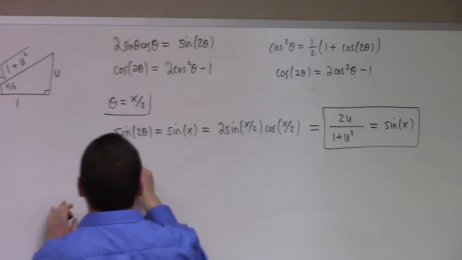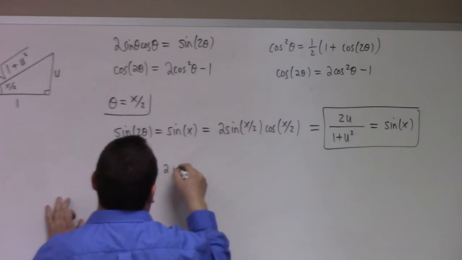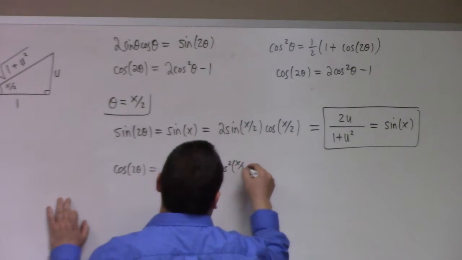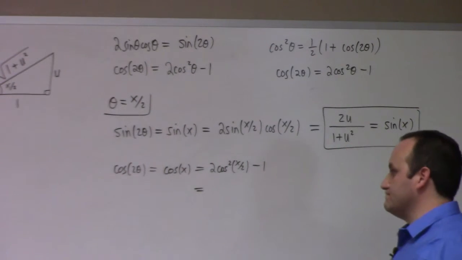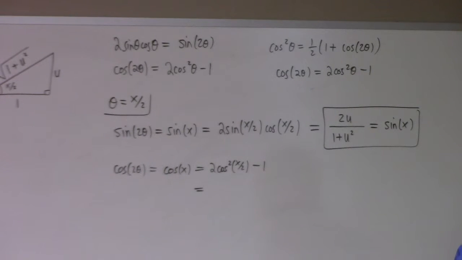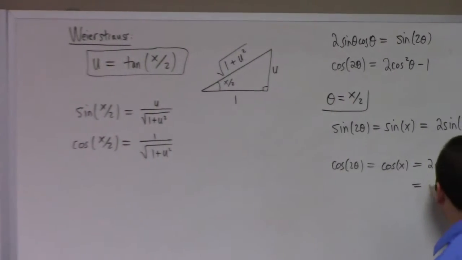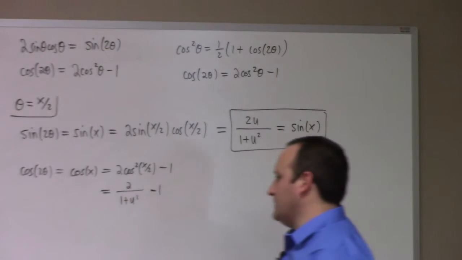What does that become? Cosine of 2 theta is cosine x, right? But it's also 2 cosine squared x over 2 minus 1, which is what? We have cosine x over 2 over there, right? So we get 2 over 1 plus u squared, minus 1. Can we simplify that?